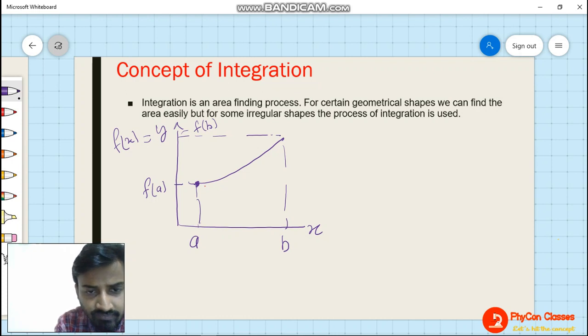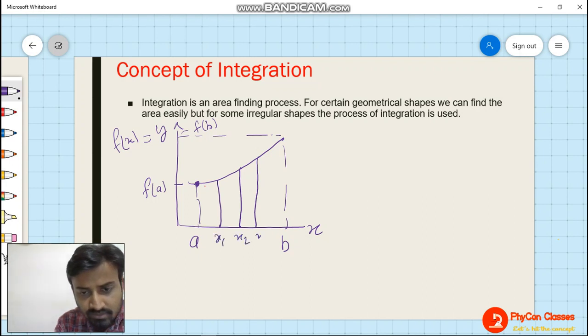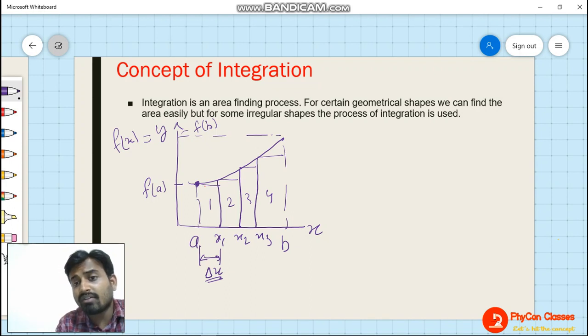Clear? Now, if I divide it into 4 parts like this, let's suppose this is x1, this is x2, this is x3, and the rectangles are going to be like this: 1, 2, 3, and 4. Clear? The gap, meaning the width, is delta x. So if I want to find this total area, I can find it as a1 plus a2 plus a3 plus a4, right? Correct or not?